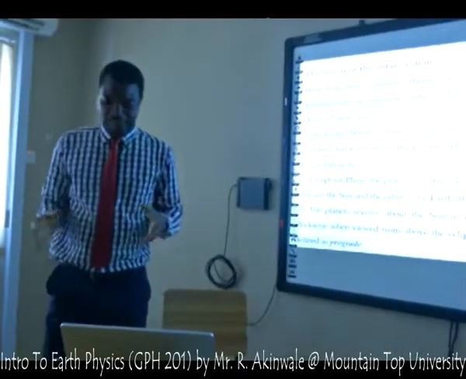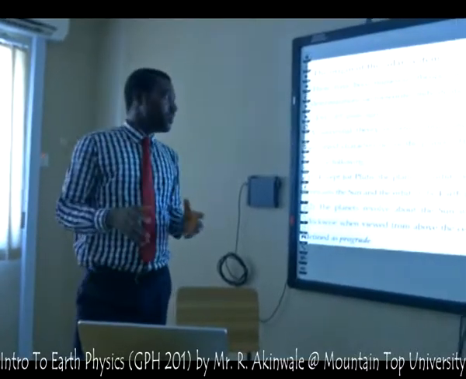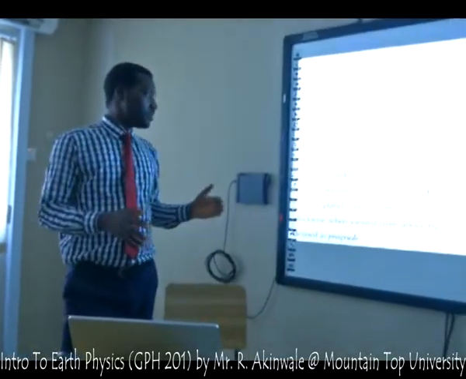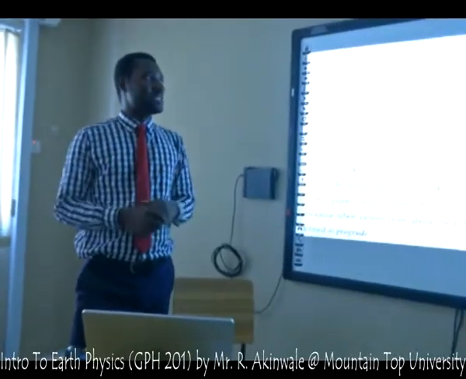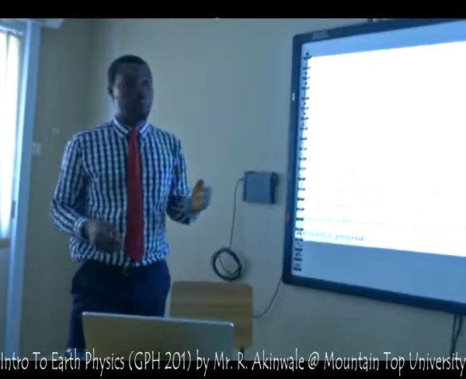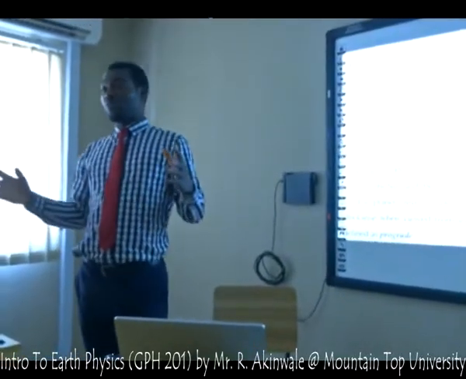Now, the origin of the solar system. If we want to talk about the solar system, we must be able to meet up with some theories that we have there. But one thing we know is that the origin of the solar system is about 4.5 to 4.6 billion years. This solar system is about 4.5 to 4.6 billion years old.